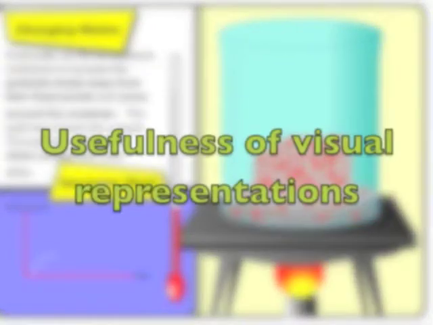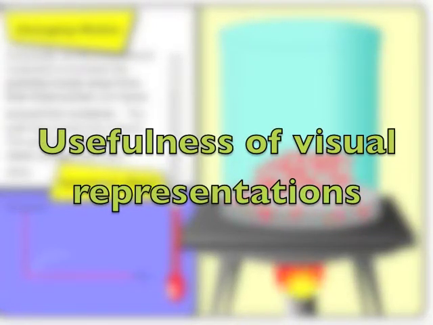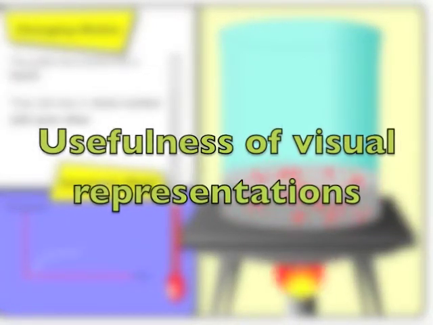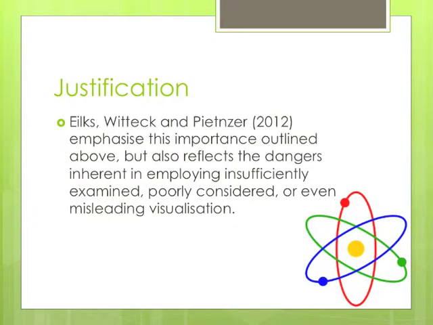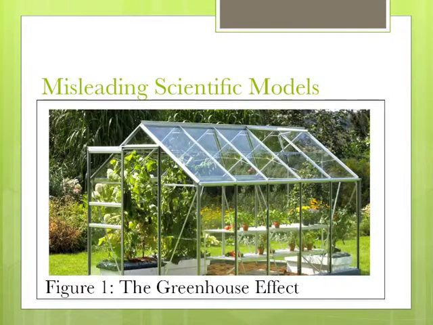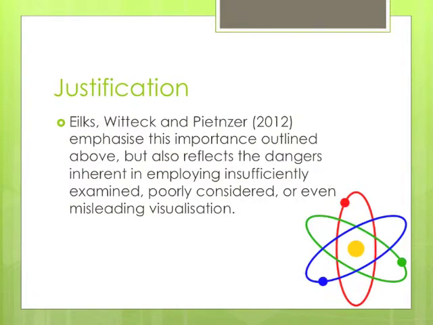The literature highlights how useful visual representations can be when teaching matter. However, it also suggests caution. Ilks, Wittek and Pietzner emphasize this importance outlined above, but also reflect the dangers inherent in employing insufficiently examined, poorly considered, or even misleading visualization. This includes incorrect application of constructivist pedagogy and models that are misleading about chemical phenomena.